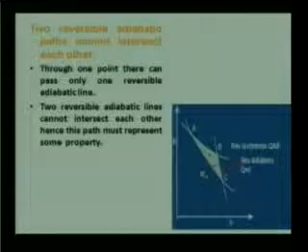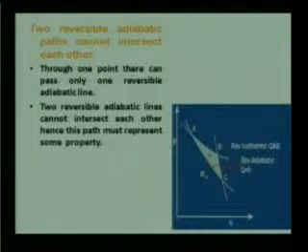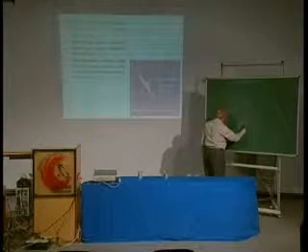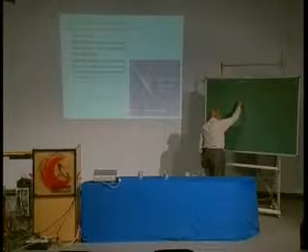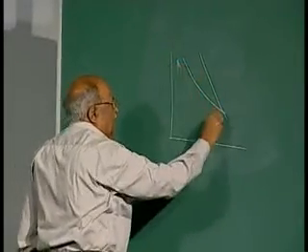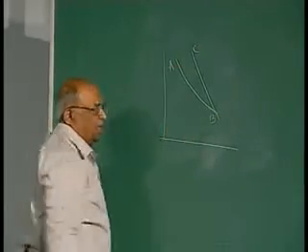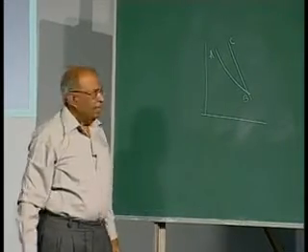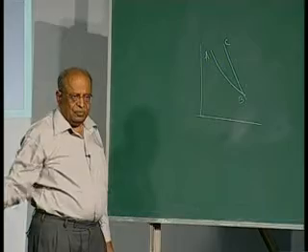Now, to define the property entropy, we have to define certain processes, and first of all we would like to state that two reversible adiabatic paths cannot intersect each other. To explain this, I would like to draw a diagram as shown here. Let us assume that there are two reversible adiabatic processes A, B and C, B. These two reversible adiabatic processes intersect at point B, which is contrary to what we want to prove.